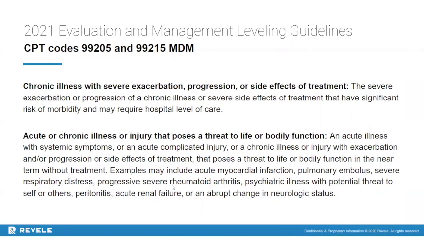This can be in the near term without treatment. And examples may include acute myocardial infarction, pulmonary embolus, severe respiratory distress, progressive severe rheumatoid arthritis, psychiatric illness with potential threat to self or others, peritonitis, acute renal failure, or an abrupt change in neurologic status.